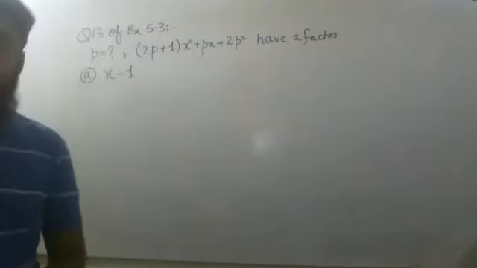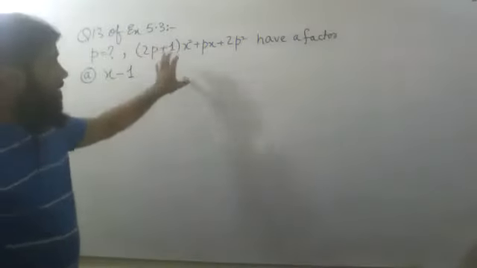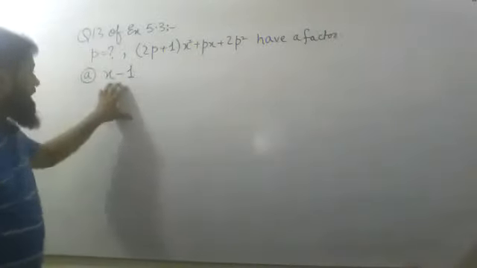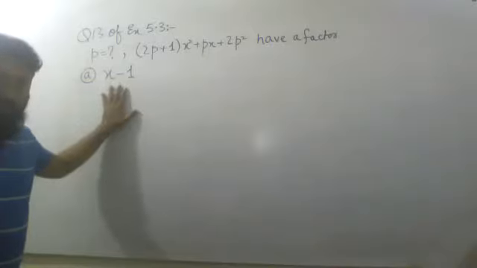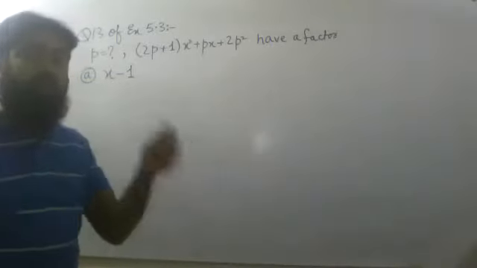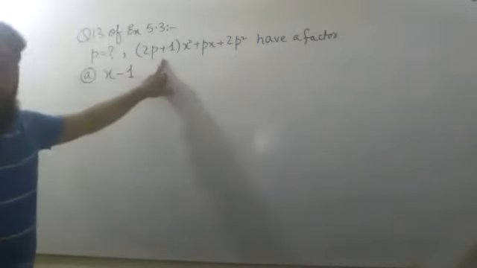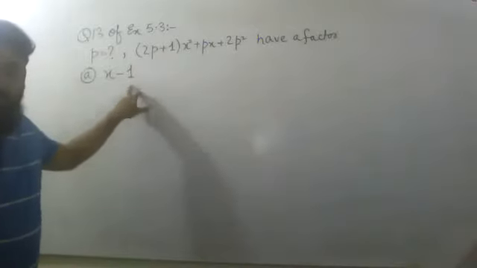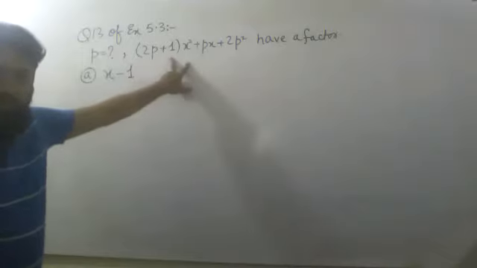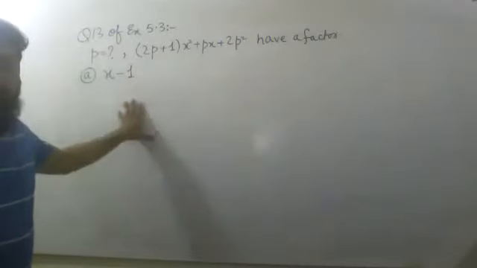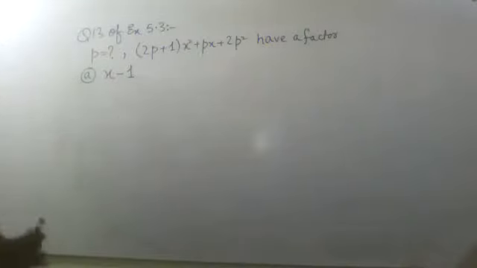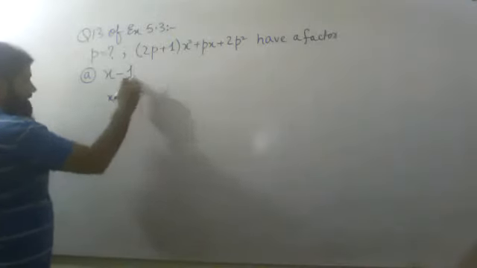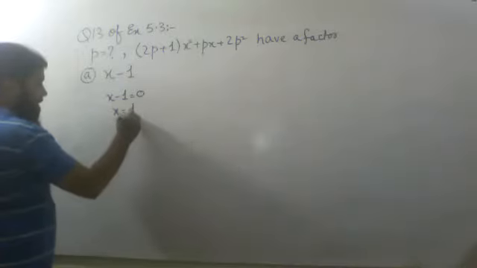Okay. I have to find out for what value of p this expression is having this thing as a factor. Factor means the one which is going to divide the expression. This expression is having this as a factor. It means this expression can be divided by this one. It means this can be taken as dividend and this can be taken as divisor. Okay. So now equating my divisor with 0, the value of x is coming 1.